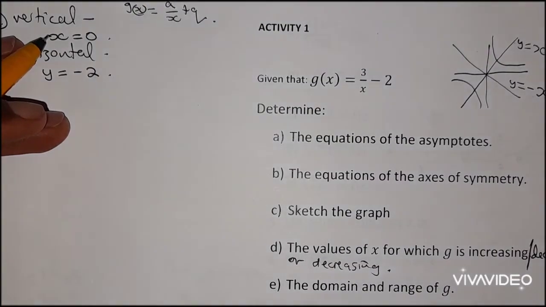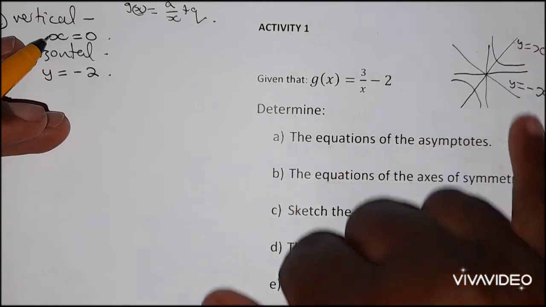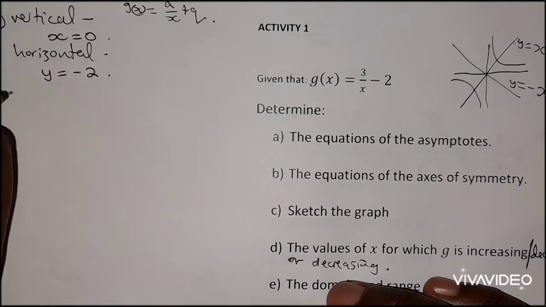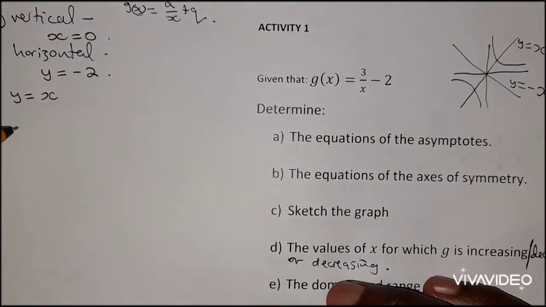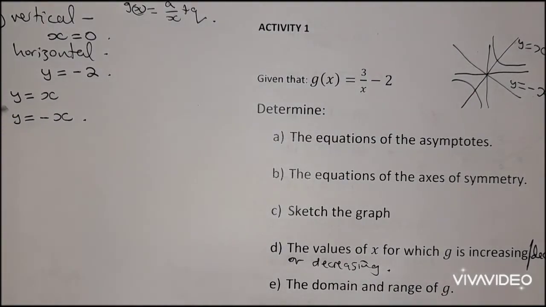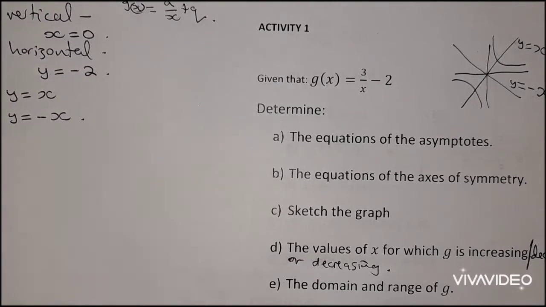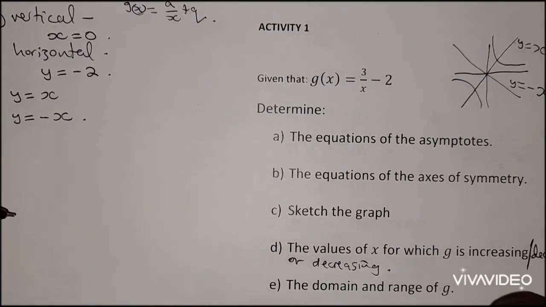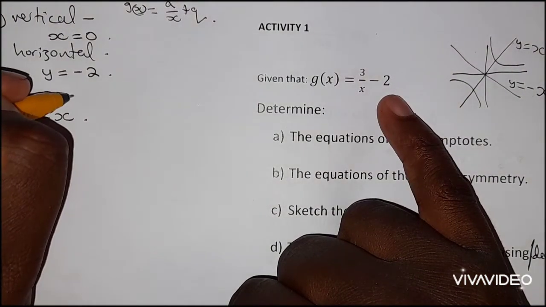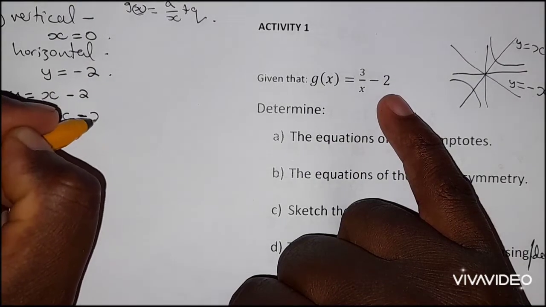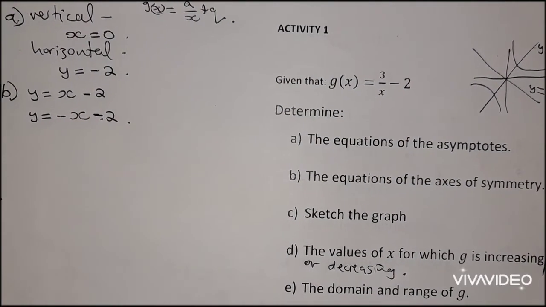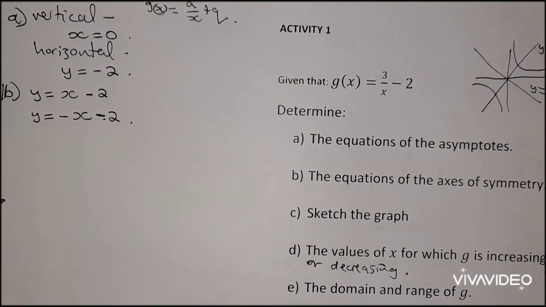That is for the mother function. They have got equations y is equal to x and y is equal to -x. These are the equations of the lines of symmetry for the original function. But the function in question at the moment has been moved 2 steps downwards. So it's a matter of saying -2 and -2. These are the two equations of the axis of symmetry, or the lines of symmetry.